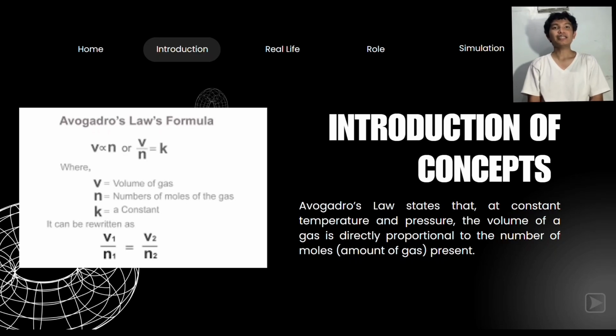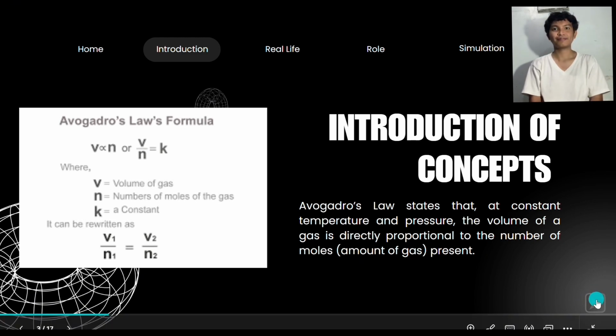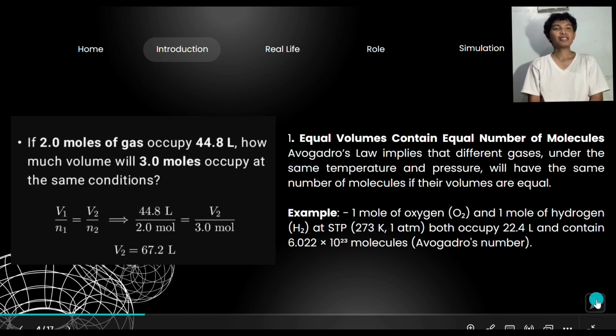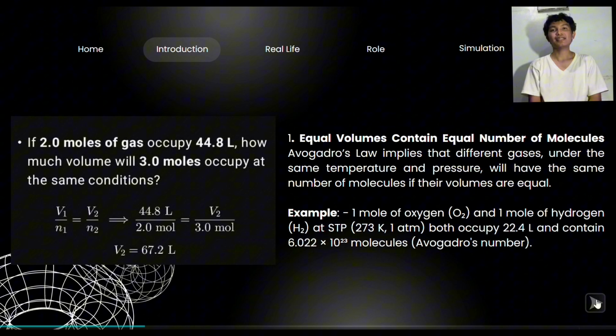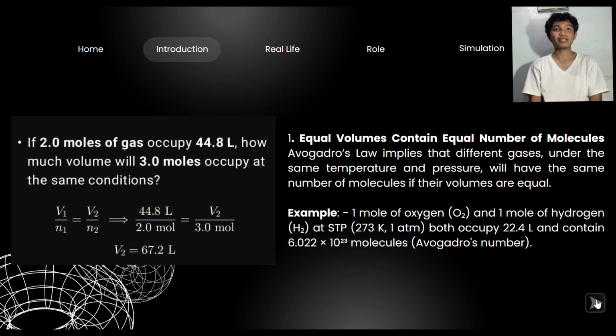Avogadro's law states that at constant temperature and pressure, the volume of a gas is directly proportional to the number of moles of gas. In simple terms, more gas particles equals more volume. Equal volumes contain equal numbers of molecules. This means that different gases will have the same number of molecules if their volumes are equal, provided they're under the same temperature and pressure.